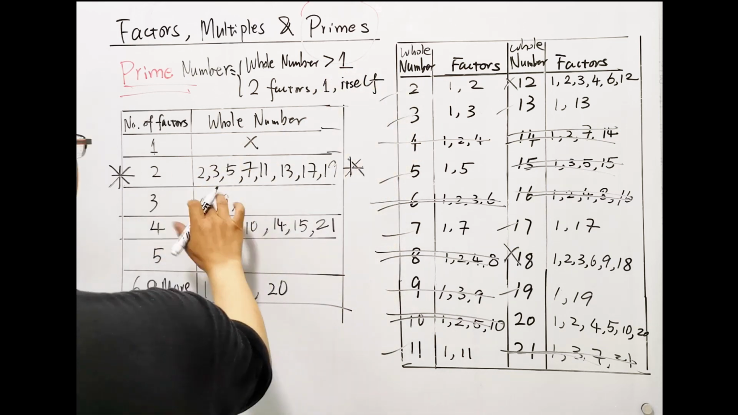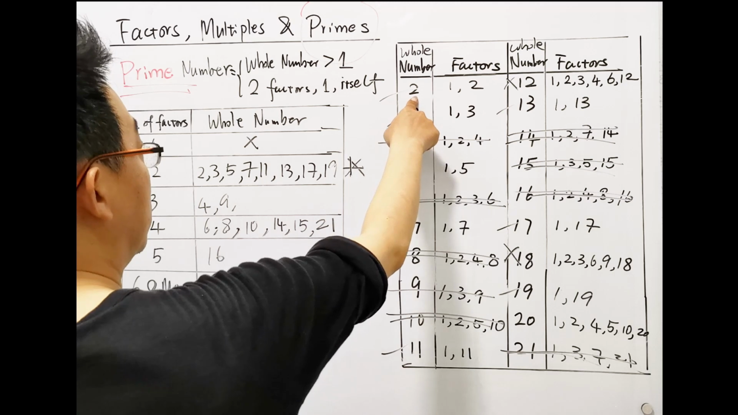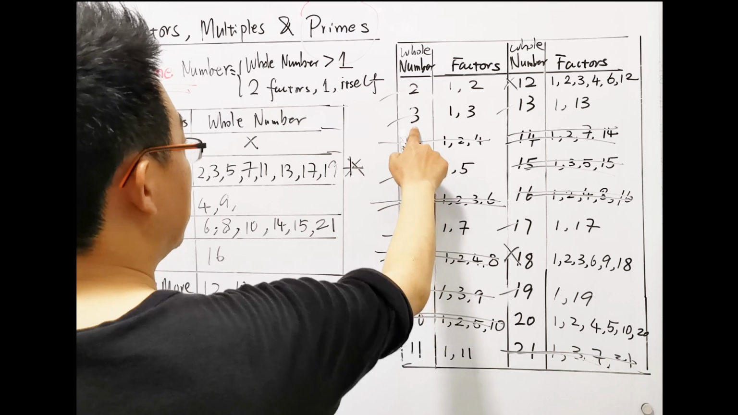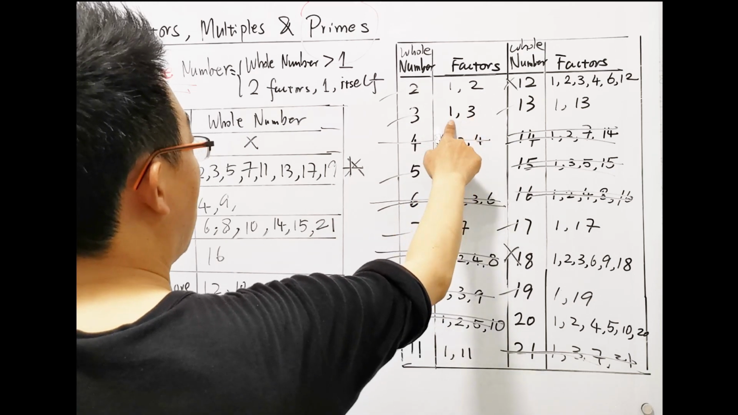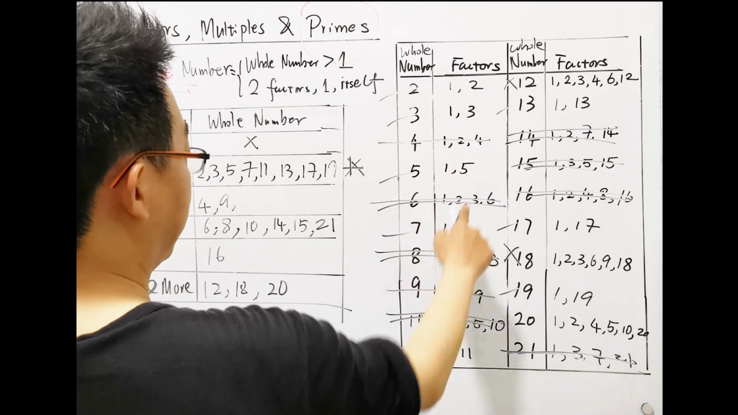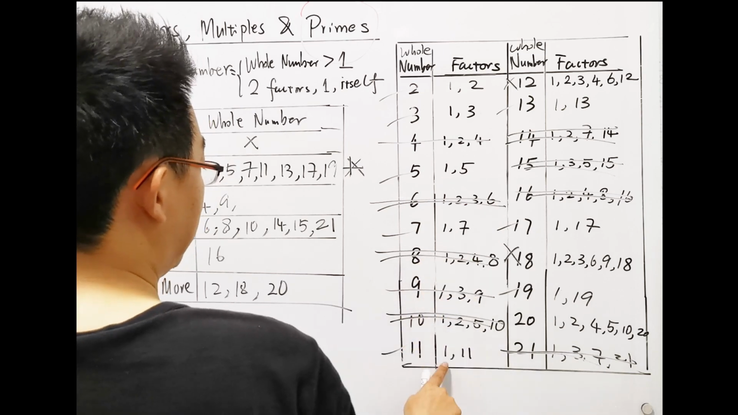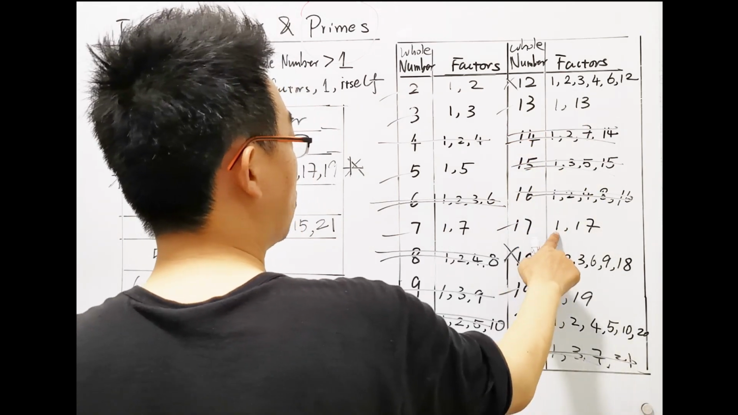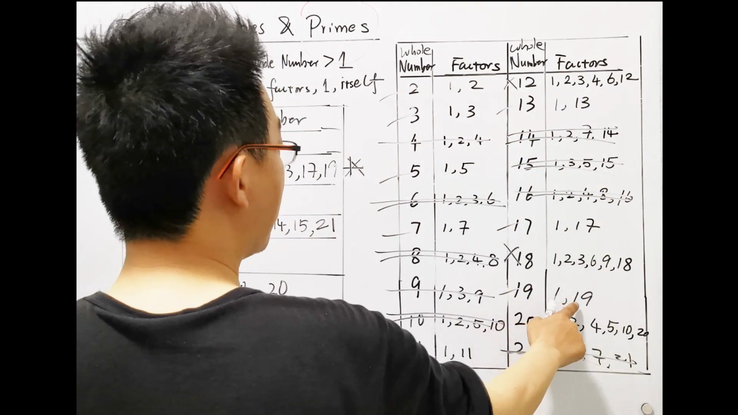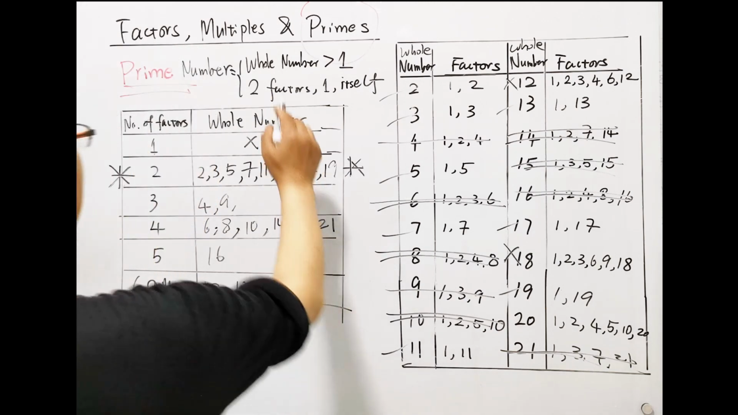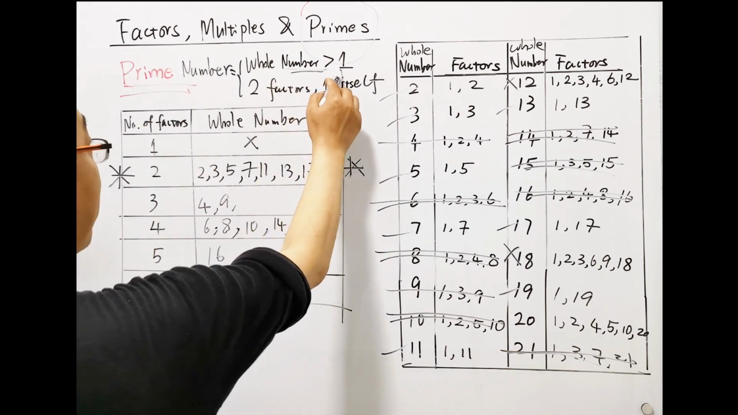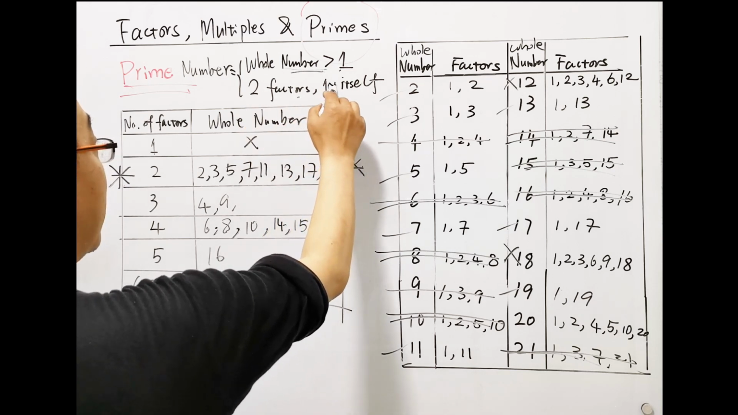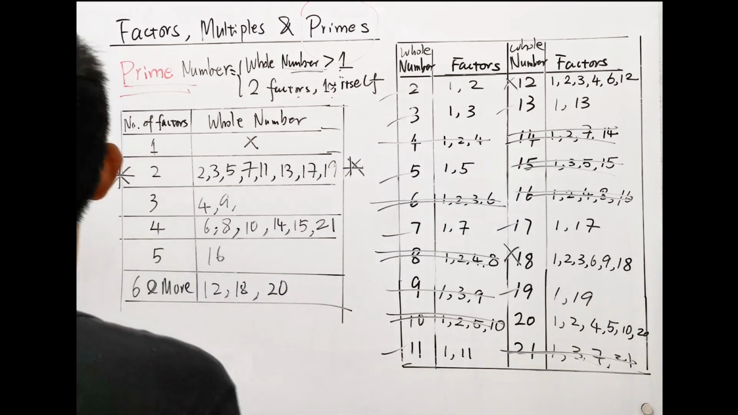Okay, look at this one. 2, they have only 1 and itself. 3, 1 and 3. 5, 1 and 5. 7, 1 and 7. 11, 1 and 11. 13, 1 and 13. 17, 1 and 17. 19, 1 and 19. So they're the whole numbers greater than 1, and then they only have two factors, 1 and itself. Okay, so this is a very important concept.